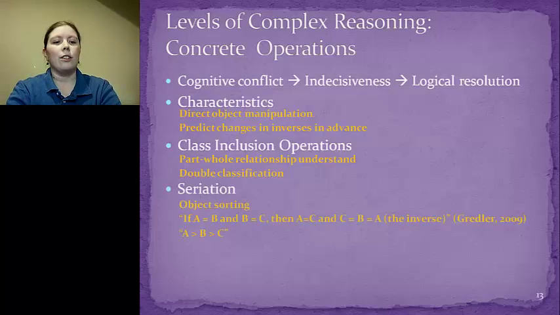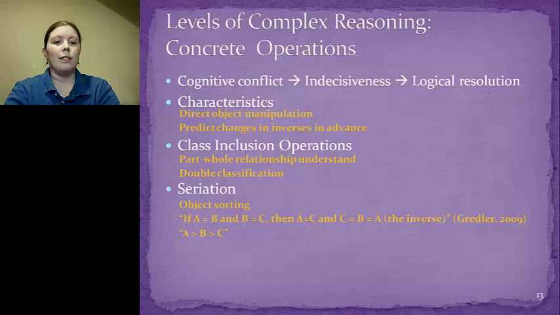The text uses the example of if A equals B and B equals C, then A equals C, and the inverse is C equals B equals A. Children are also capable of ordering objects that are greater than and less than each other. This includes saying that A is greater than B and B is greater than C. So the inverse is C is less than B is less than A.